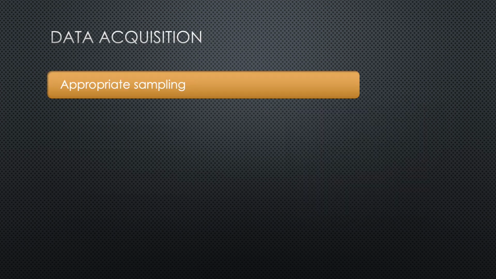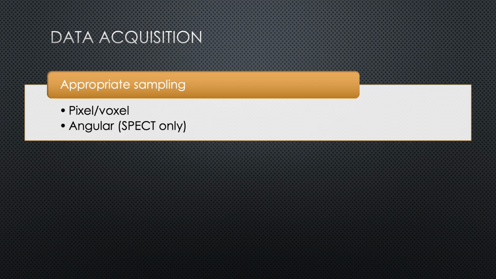In terms of data acquisition, we've got to have appropriate sampling. We've got to have the right pixel and voxel size. On older scanners, we may still be able to acquire with 5mm pixel sizes or voxel sizes, where our spatial resolution is less than that, so we've got to be careful to get the most appropriate voxel size chosen. In SPECT, we've got to make sure we get the appropriate number of angular projections.